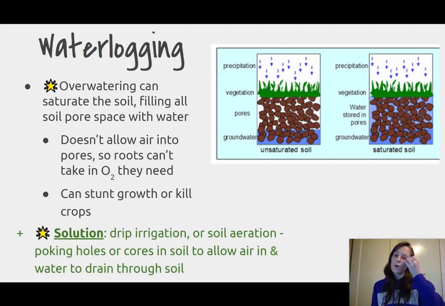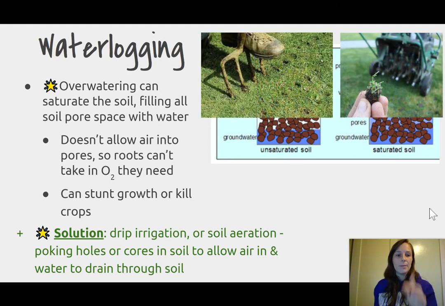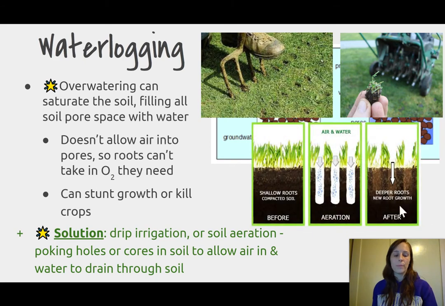So the solution to waterlogging is going to be using drip irrigation or soil aeration. And this is what soil aeration is going to be. You can either take a pitchfork or you've got little aerating tools that go in and actually poke holes or cores in the soil, and it allows air to get in and water to drain through the soil. So this is basically what it does. If you've got shallow roots that are compacted, you put in these little holes and it's going to aerate it. So you're able to get that air in there.